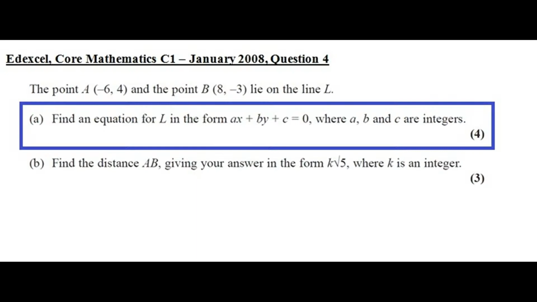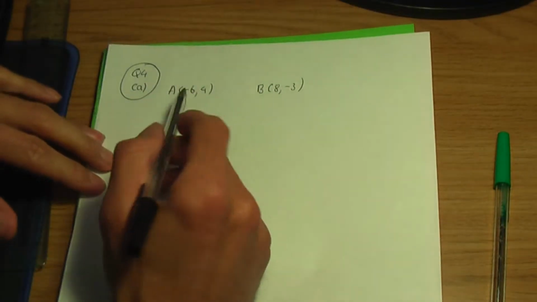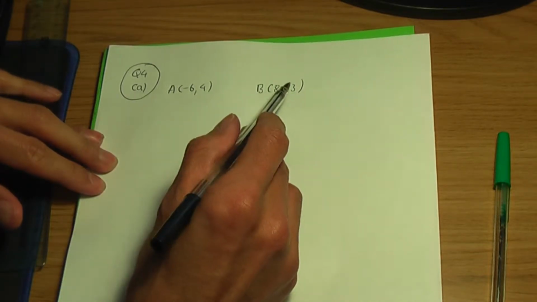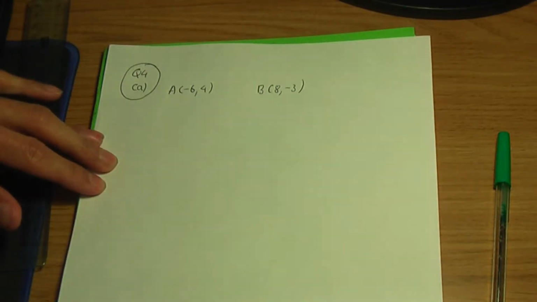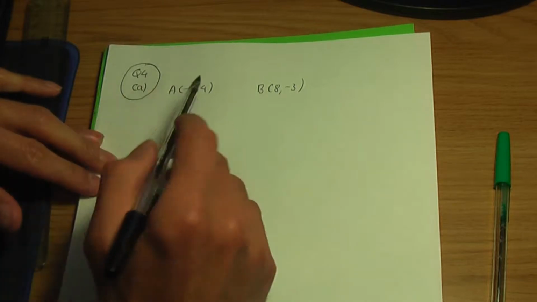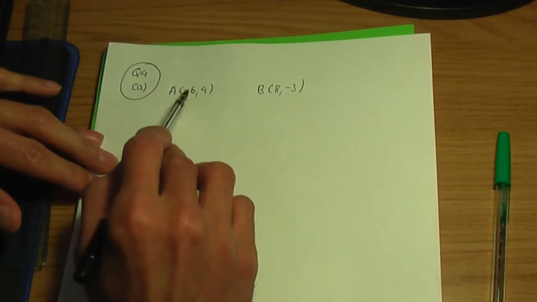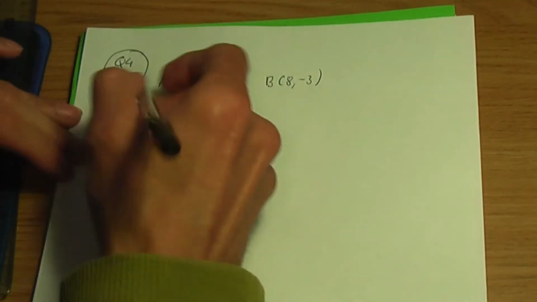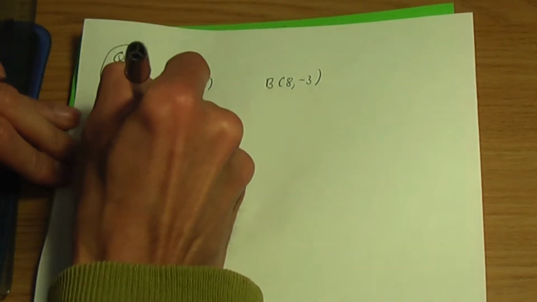Let's get back to the paper and pen. So here are the 2 points, A and B, having these coordinates. To work out the equation of the line, first we need to work out the gradient of this line. So we need the gradient of this line containing the points.